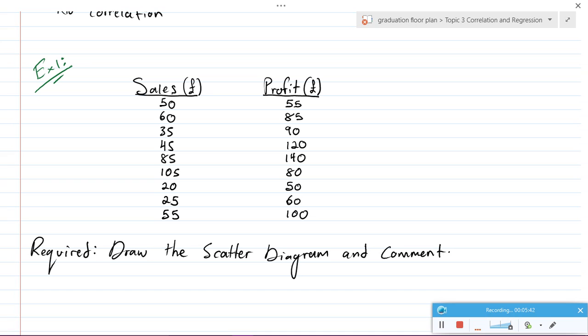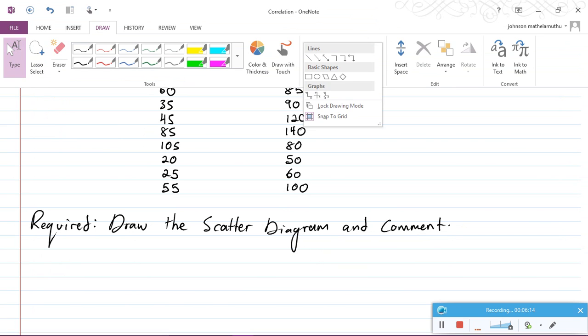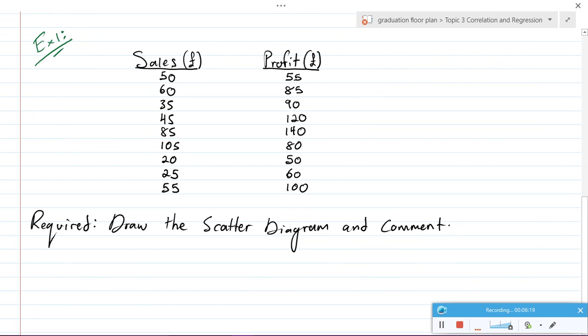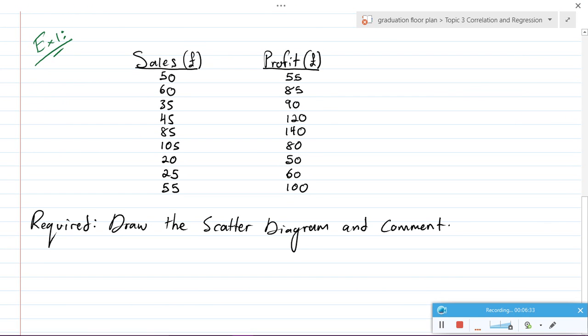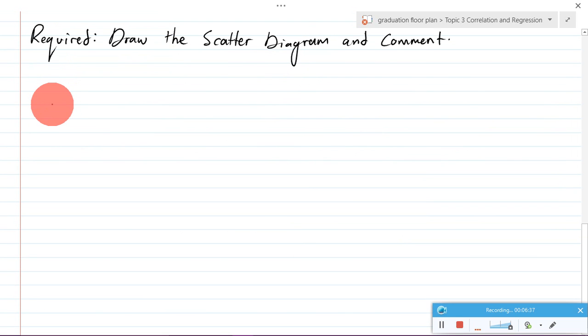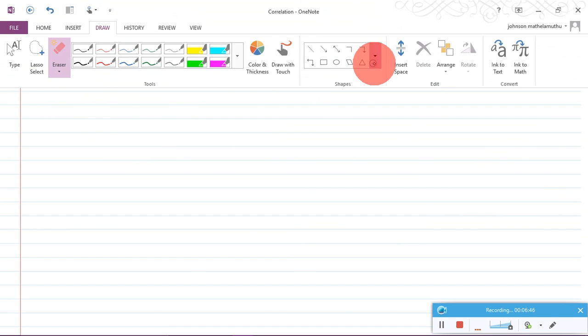Okay, so are we ready for the graph? Can you get ready with the graph paper? My graph will be very easy. I'm done with my graph. Are you ready with the graph? Yeah.